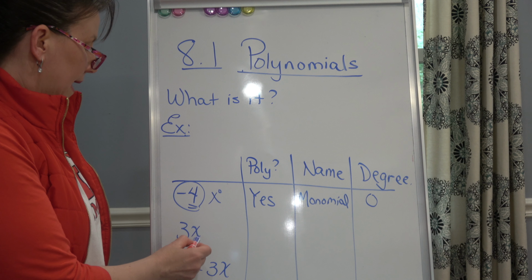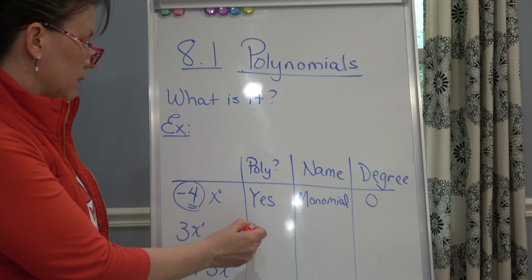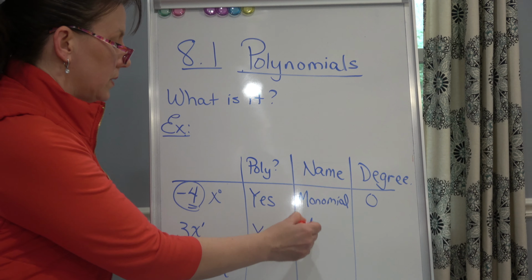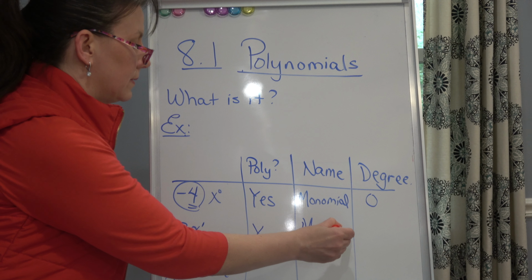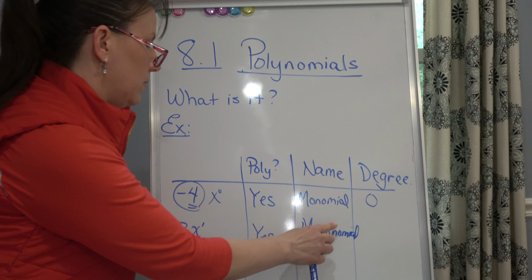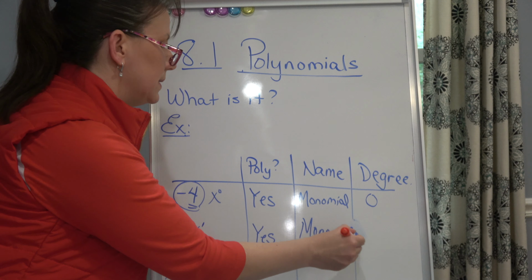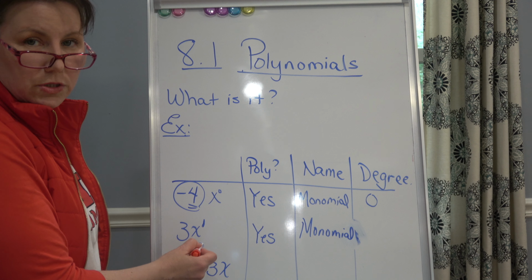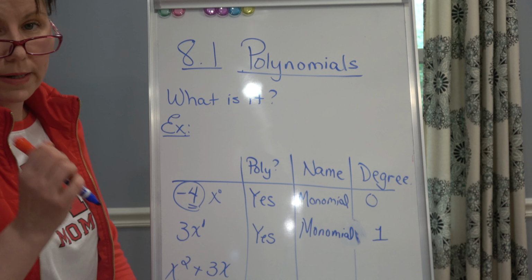If you have 3x, you have 3x to the first. So yes, it's a polynomial because it's a monomial or sum of monomials. So this one is also a monomial. I can't spell monomial. Monomial. And its degree now, you have x to the first. So x to the first, that would have a degree of 1.